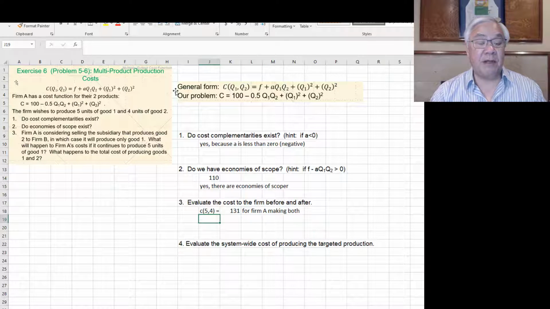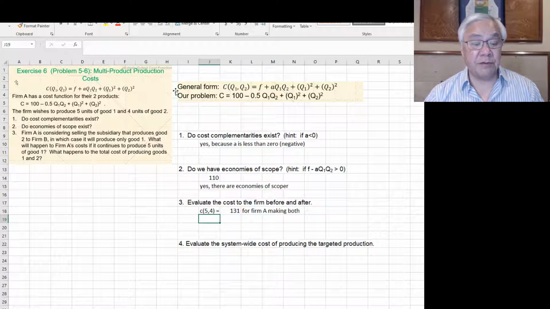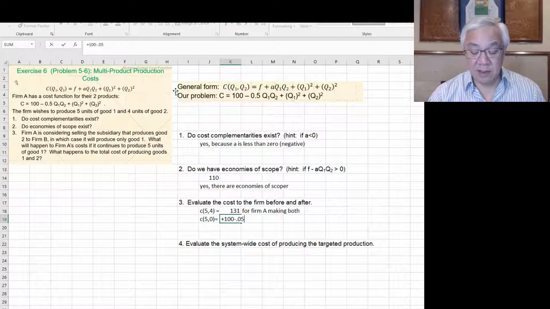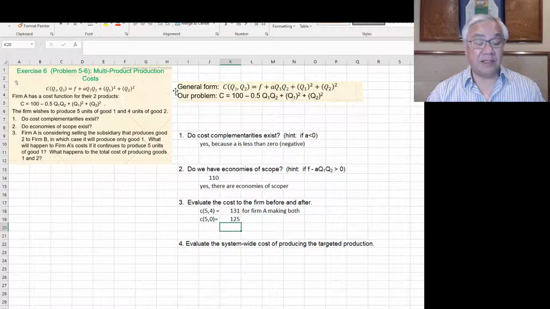Now, what would happen if we sold off to firm B? What would happen to our manufacturing? So we're doing 5 and 0, and that equals, still we have 100 minus 0.5 Q1, Q2. So Q1 is 5 and Q2 is 0. And then to that we add Q1 squared, which is 5 squared, plus 0 raised to the power of 2, which we know is 0. And that leads to 125. I'll just copy it here so you can see the formula.